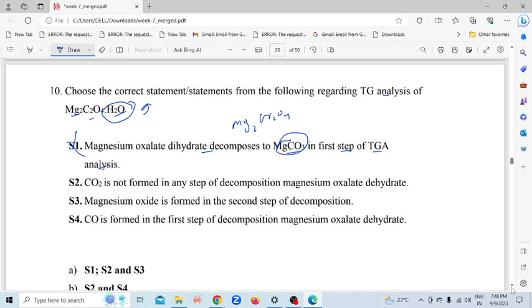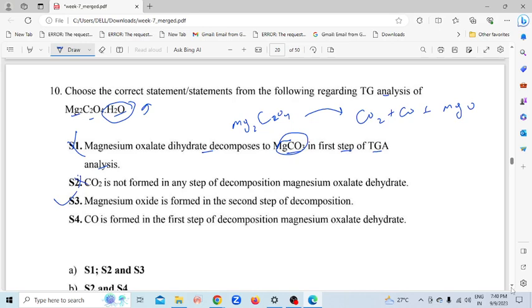Then: CO2 is not formed in any step of decomposition. No, it will make CO2 also. Let me write. What will happen? It will make CO2 plus CO, then it will make magnesium oxide. So CO2 is formed, and this option is also not correct. Magnesium oxide is formed in second step of decomposition. Yes, magnesium oxide will be formed.